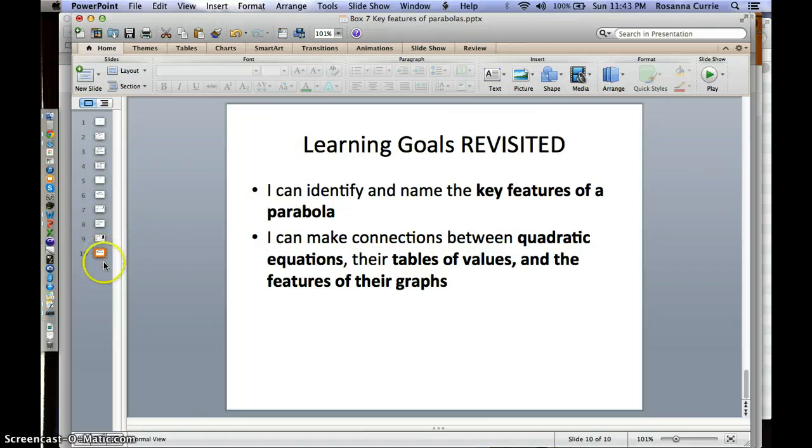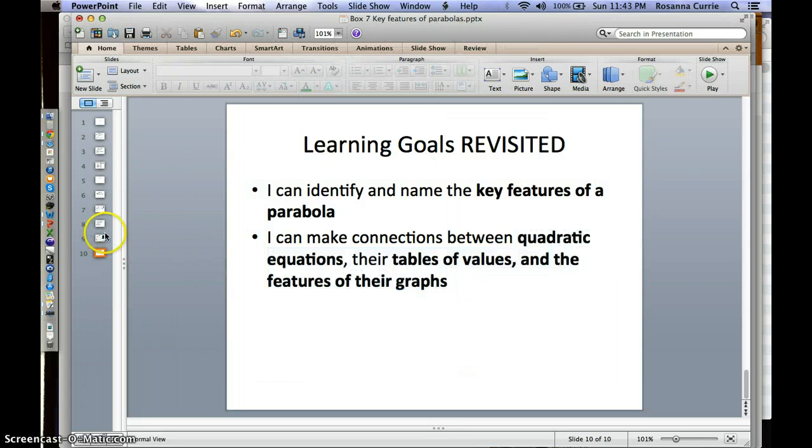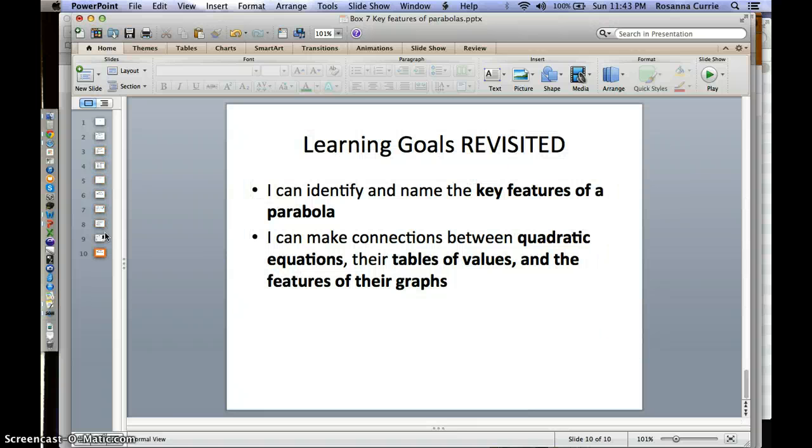Now what I'm going to ask you to do is to think back on all the things that we've been asked to do today, which is identify the key features of a parabola, make connections between the quadratic equations, tables of values, and the features of their graphs, which is really what all of these slides were about, breaking down those distinctions. So now I'd like you to use the rest of the class time to work on your homework, and that next box is due tomorrow. Thanks so much.